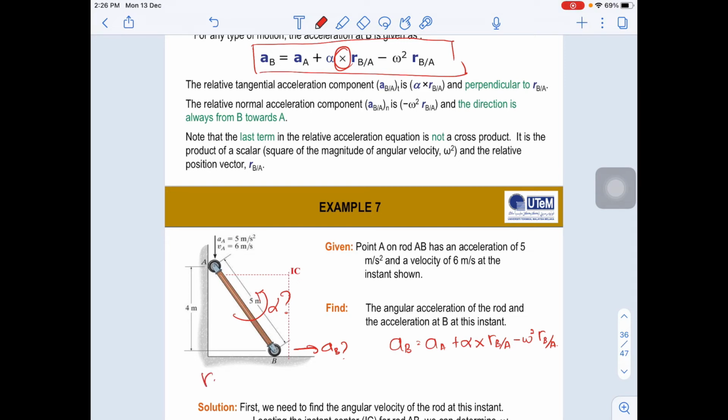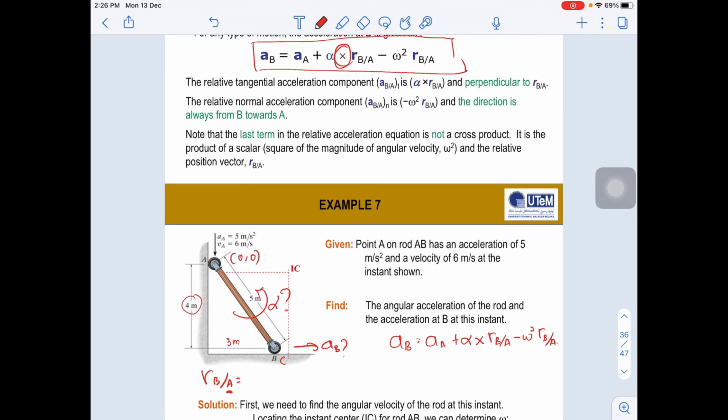So what is RB slash A? Sama macam sebelum ni. Anggap A adalah origin. Okay, yang belakang ni adalah origin. So what is B? So if this is 4, 5, so here you should be 3 lah, 3 meter. Just congak je lah. Okay, or you can use the theorem Pythagoras. So B is equals to 3 minus 4, the coordinates. Okay, you should have 3i minus 4j.